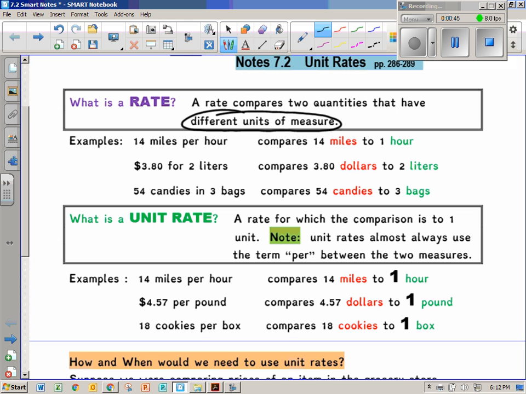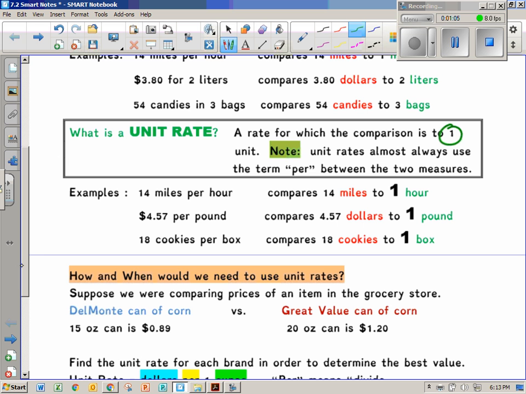But when you talk about a unit rate, that is when you're comparing one unit, a rate for which the comparison is to one unit. And I put a note there that a unit rate almost always uses the word per. So, for example, 14 miles per hour is comparing 14 miles to just 1 hour. When we say per pound, we're talking about per 1 pound, per box, per 1 box.